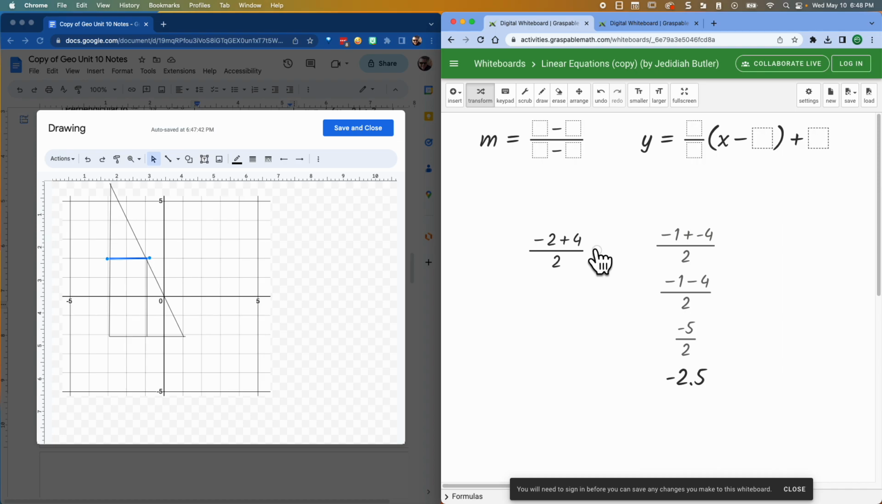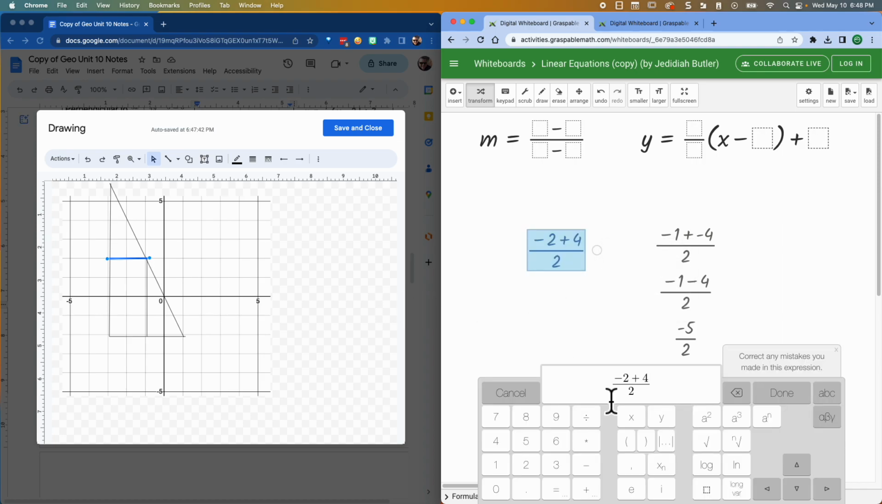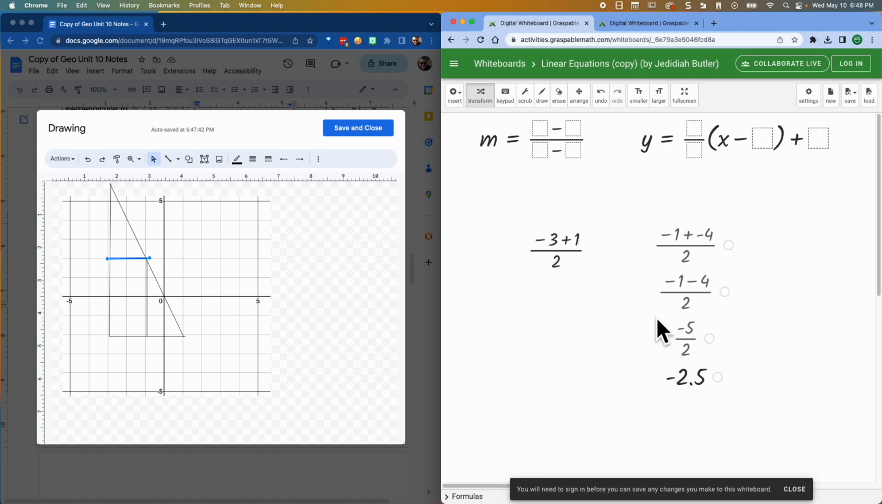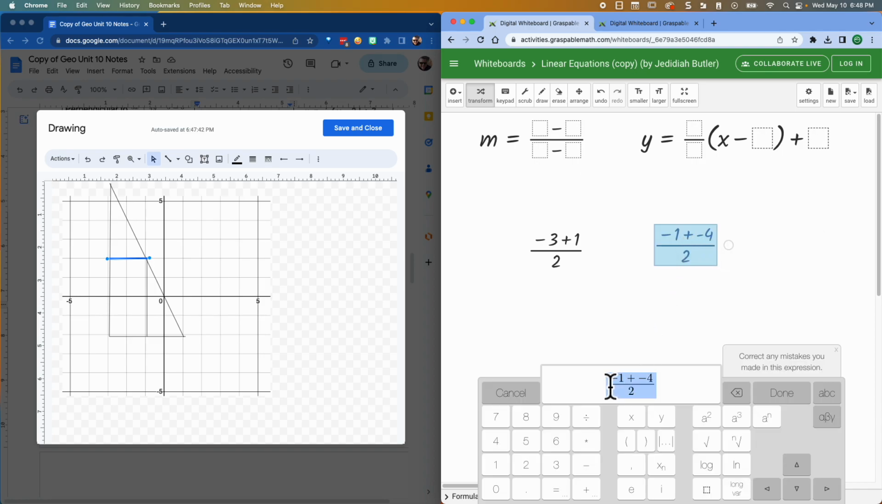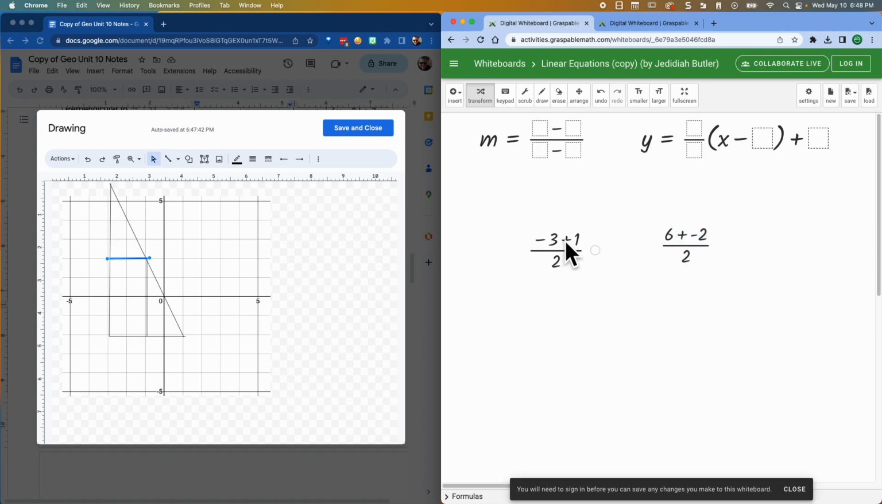For the x, instead of -2 plus 4, it's -3 plus 1 divided by 2. And for the y value, we started out at 6. So that's a +6. And we're averaging it with -2. Remember, to average something, you just add the two things together and divide by 2. So -3 and 1, -2 over 2 is -1.